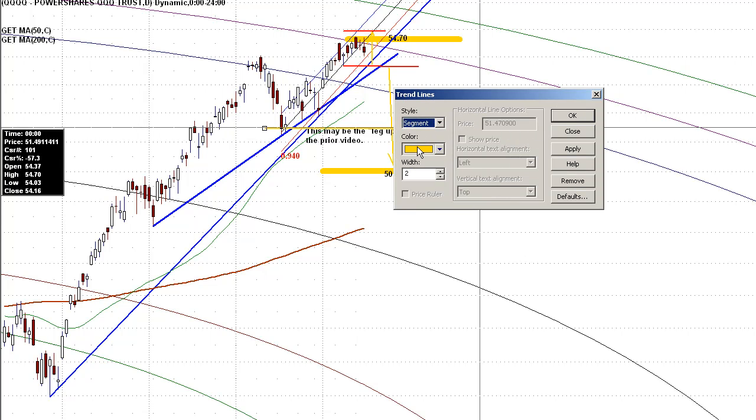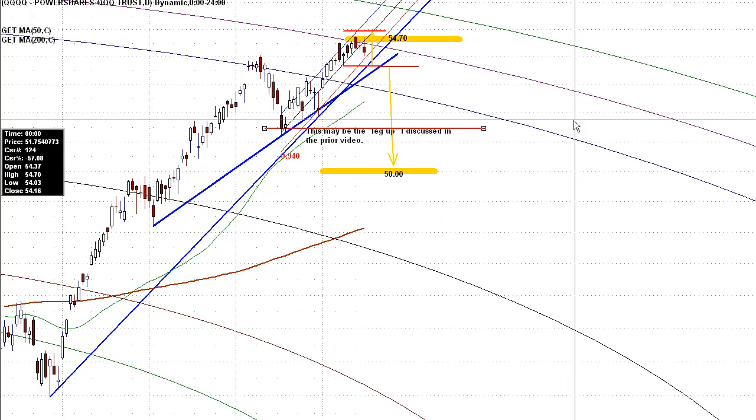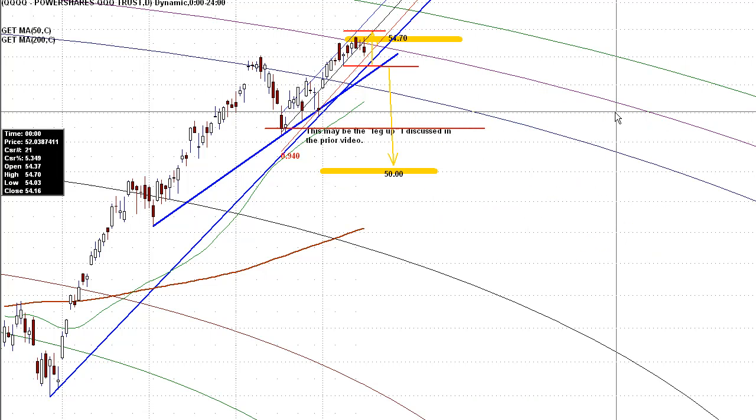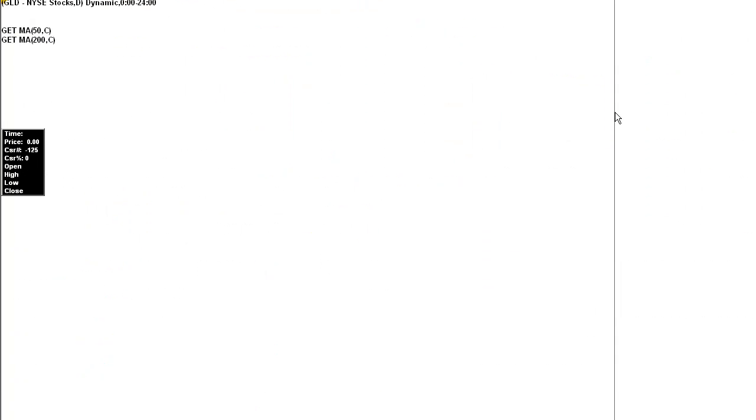Change that. I'll change the colors now. Okay. Now let's go ahead and move to the metals. Let's first look at gold.